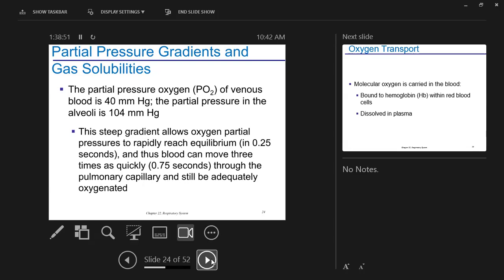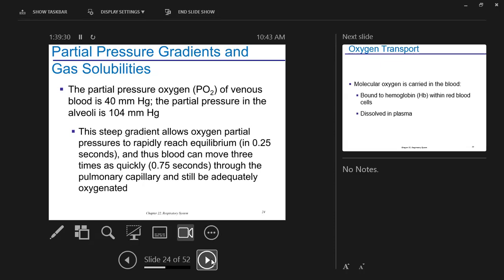Why do we have so much higher oxygen in the alveoli than we do in the venous blood? Well, first of all, because it just sucked in all this air, but we want to keep a concentration gradient really high. It's a 60 millimeter mercury difference between what's in the venous blood and what's in the alveoli. We want to jam that oxygen into the blood rapidly. It only takes 1/4 of a second, 0.25 seconds, to reach equilibrium with the oxygen in the air, with the oxygen in the artery.